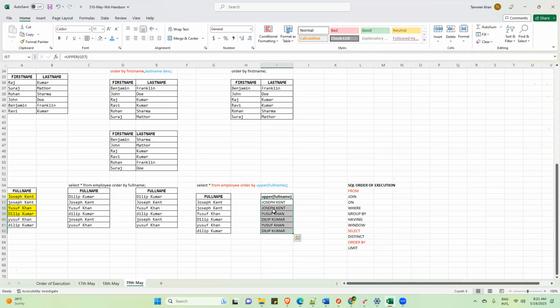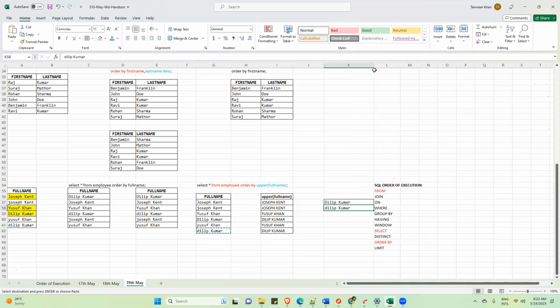Dilip Kumar? Yeah. Now which Dilip Kumar, this one or this one? Anyone. They both are the same. So the engine can keep anyone, either this or this. Okay. So let me keep this one here. Then this one. Okay, Dilip Kumar is over.